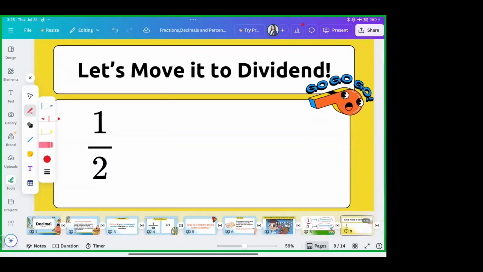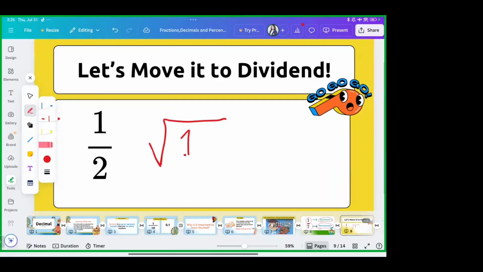The first step, draw the division bar like this, okay? And then place the numerator. Anyone still remember what is the numerator? 1, Miss. Okay, great. 1 we put inside the bar, and the denominator, which is 2, we put outside the bar.